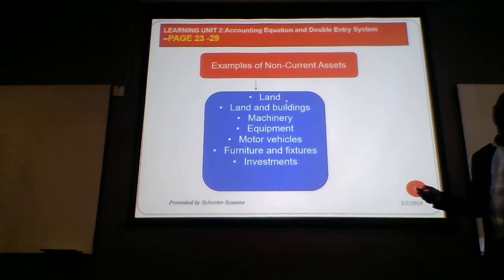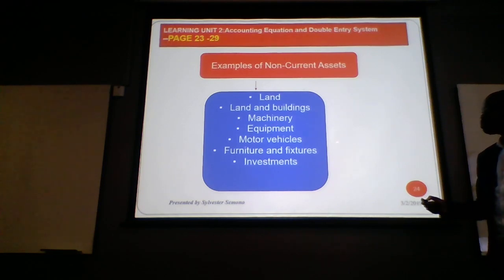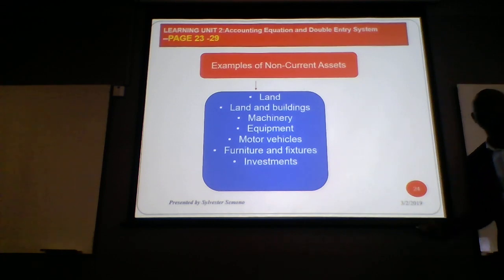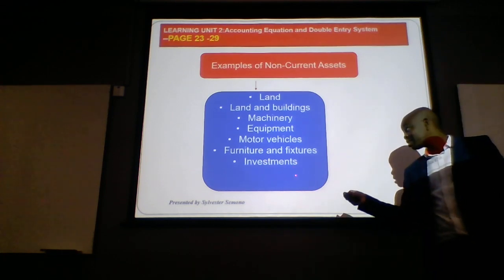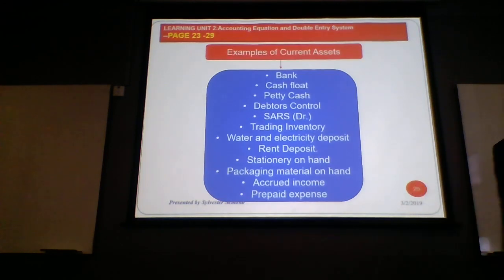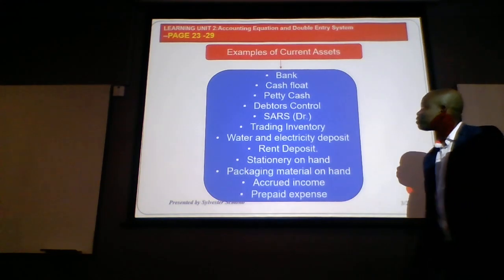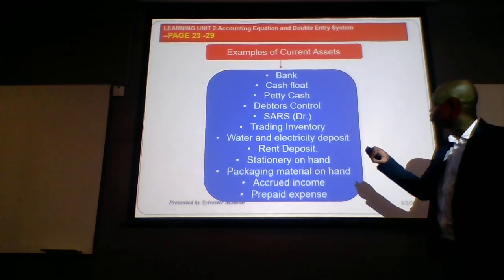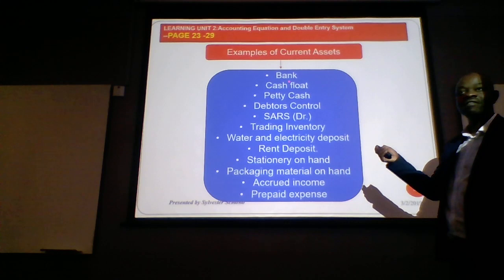Okay. Yes. And then here I try to give you examples of non-current assets. Sometimes land, sometimes we combine land and building, machinery, equipment, motor vehicles, furniture and fittings, investments like fixed deposits or investment in shares. These are just examples, okay? Any question? Examples of the current assets are as follows. As you can see, okay. Bank, but this bank must be favorable.